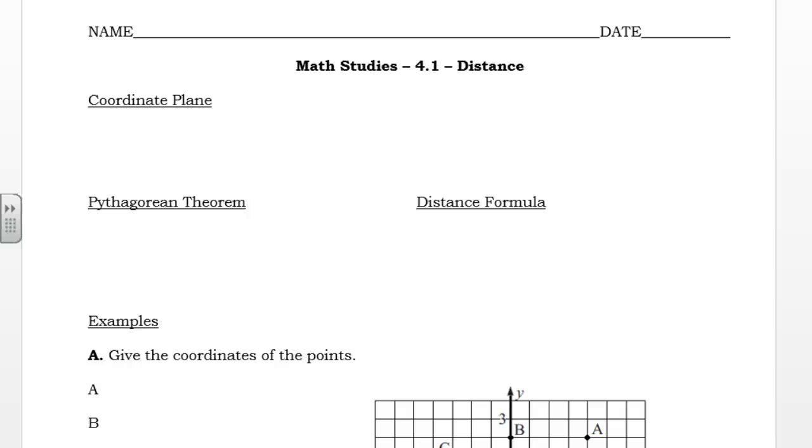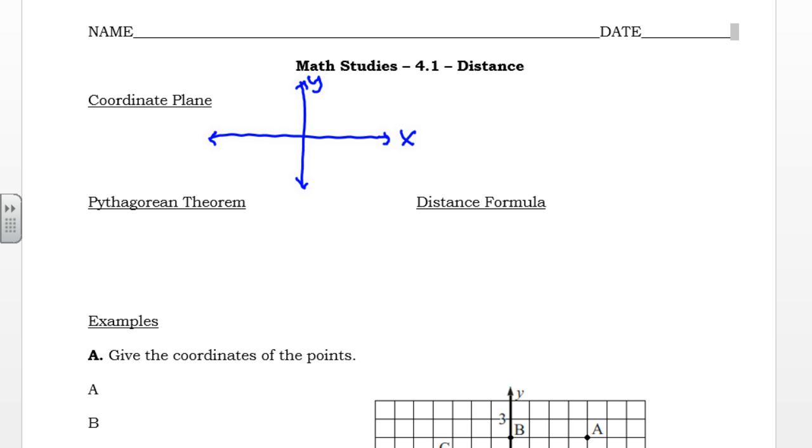This is Math Studies, Lesson 4.1. This is our introduction to coordinate geometry, and in this lesson we're going to be talking about distance. So the coordinate plane is what we call what we think about as the x and y axis. The x-axis runs horizontally, and the y-axis runs vertically.